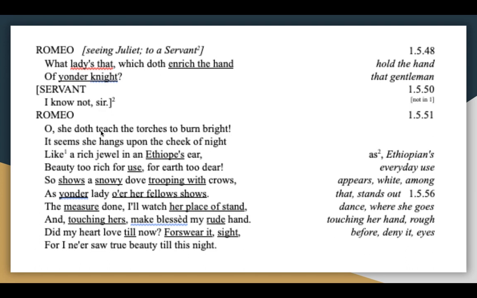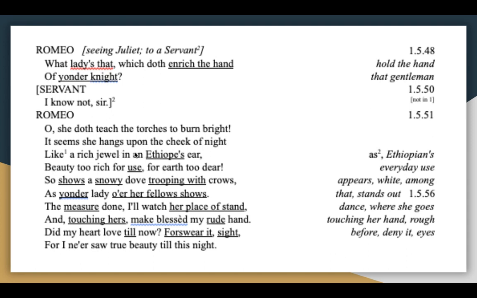"Oh, she doth teach the torches to burn bright. It seems she hangs upon the cheek of night." So what he's saying here is, she shines so brightly, she's teaching lights to do it. And then it says, she stands out against the night. So she stands out within the night. So therefore she's a beauty, she's radiant, she lights up everything.